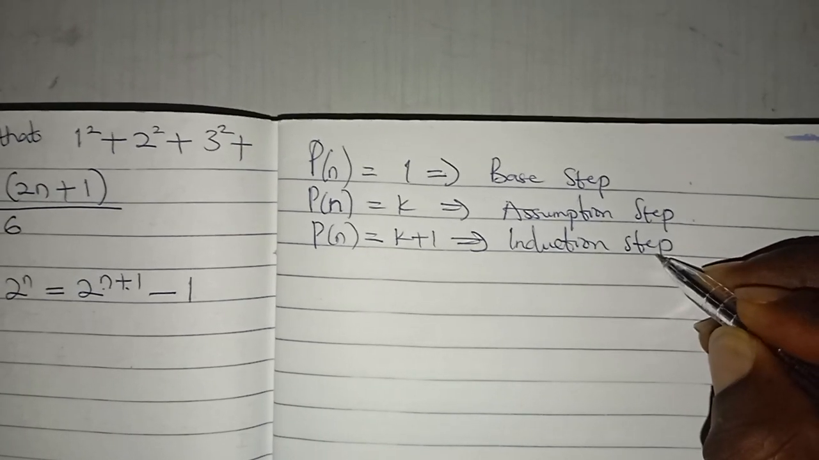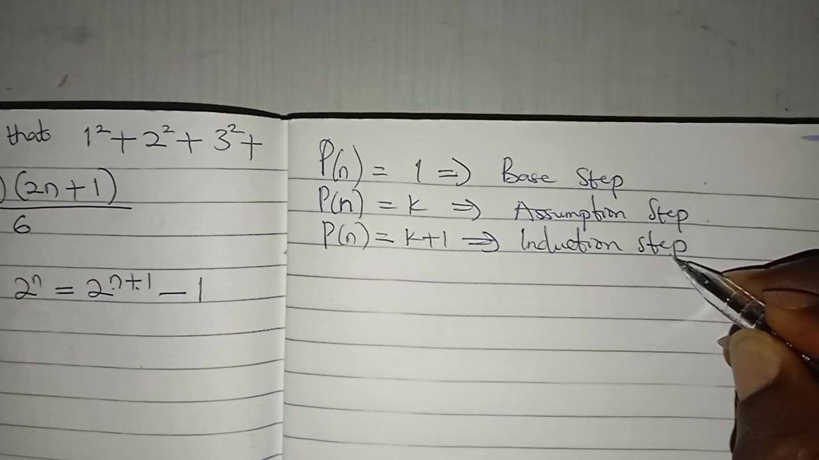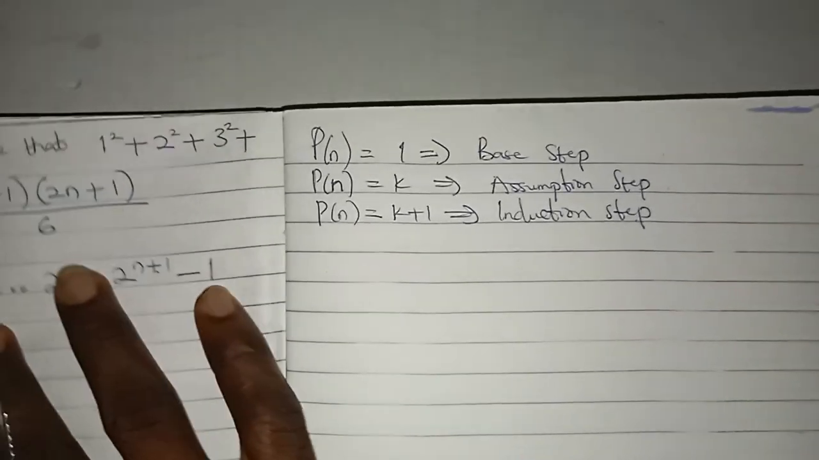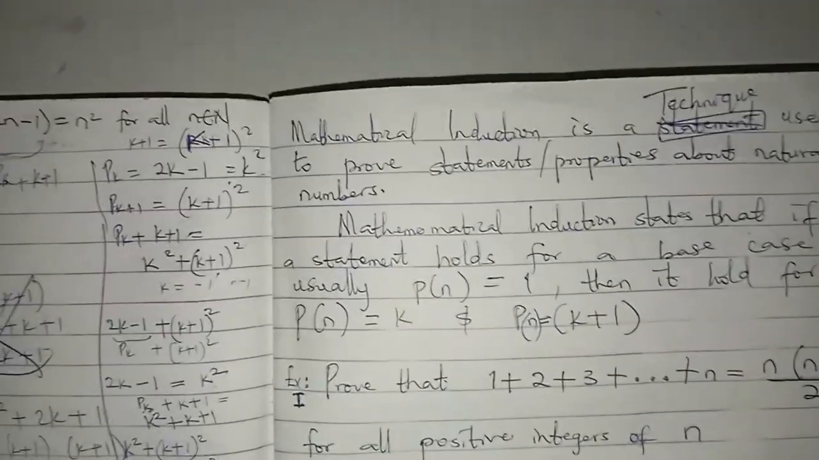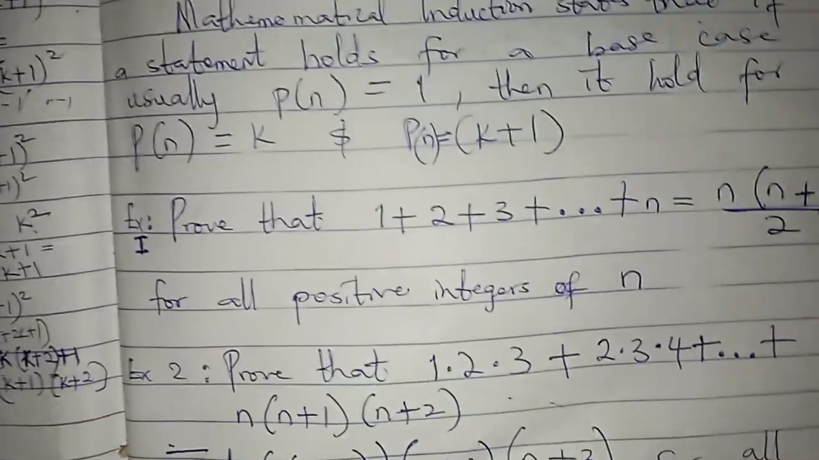Then here we get something for k plus 1. Then we show it. That is, we prove it. So we have examples here. Mathematical induction is not something you just explain.